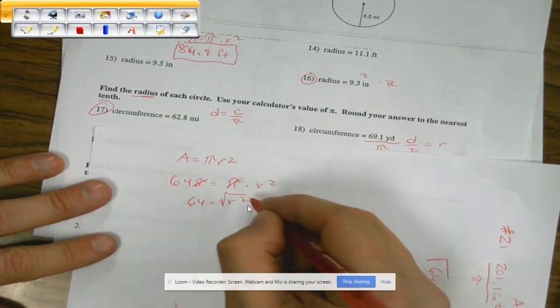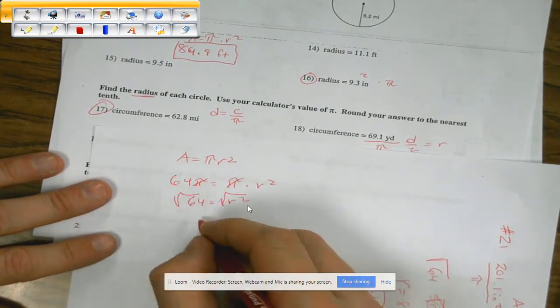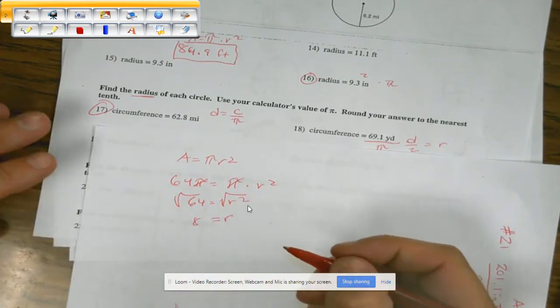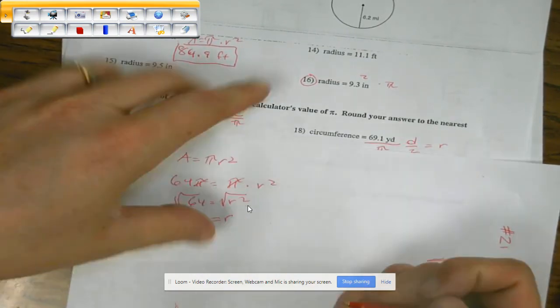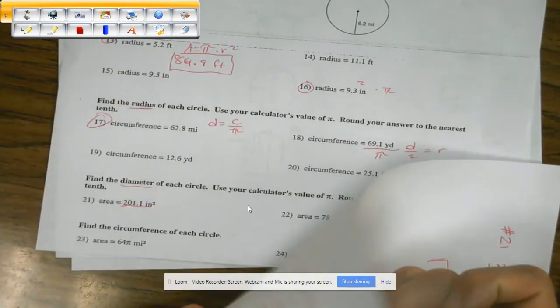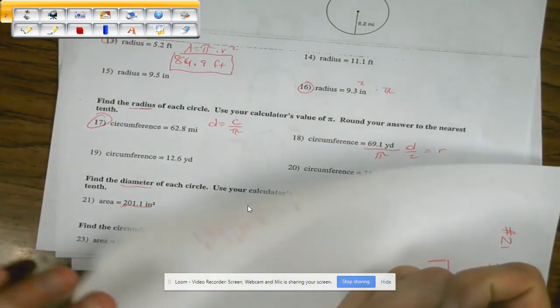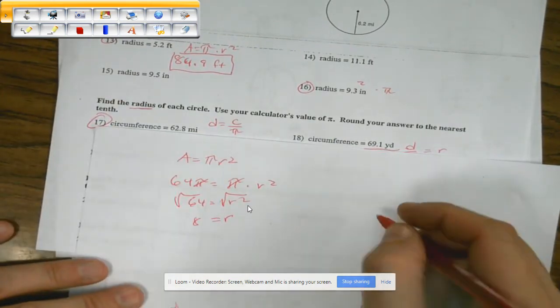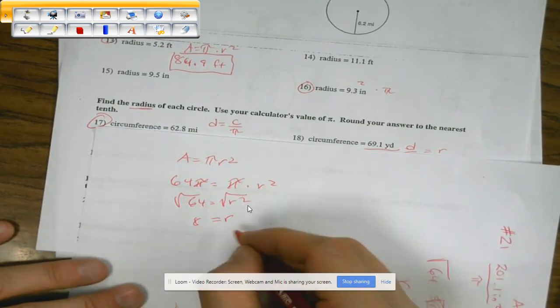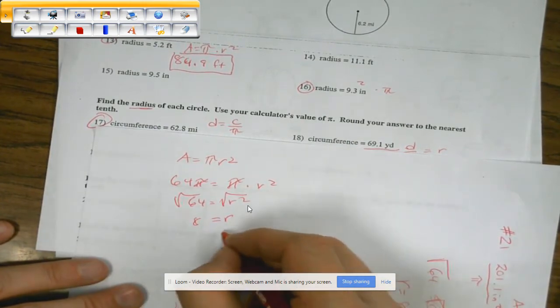So I square root both sides. My radius is going to be equal to 8. And so we're almost there. That's my radius. Now what I want to know is the circumference. So on this side, that's my radius, so multiply that by 2, so 16 is my diameter.